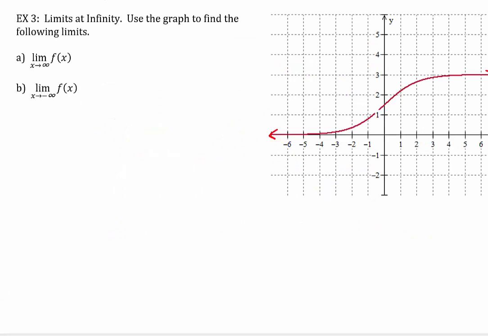All right, let's do one more example. Finally, we can be asked about limits as x goes to infinity. And basically, this is just asking us about the end behavior of the graph. This is asking us what happens as we go to the right side and the left side of the graph. So as x goes to positive infinity, that means I look at this right arrow. And this right arrow appears to be flattening out at y equals 3. So this limit would be 3. This means as x gets large, the y values approach 3.